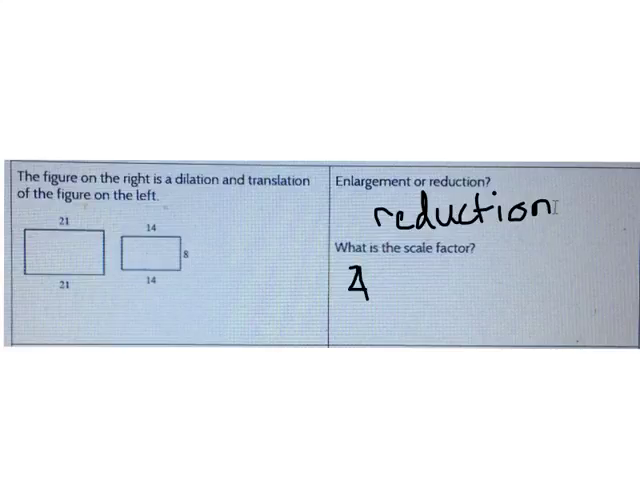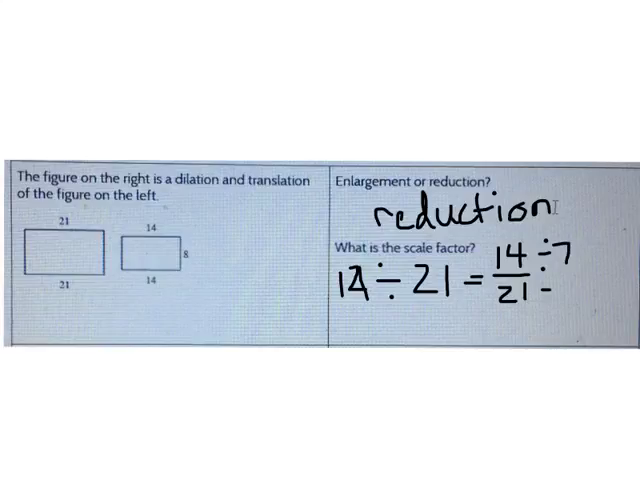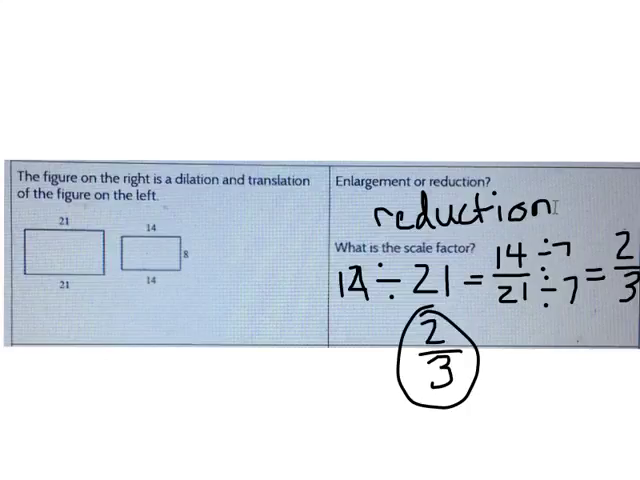14 divided by corresponding side, 21. As a fraction, that's 14 over 21. I can simplify to find the scale factor. What is the greatest common factor of 14 and 21? It's 7. Simplify 14 over 21. It's 2/3. The scale factor is 2/3.